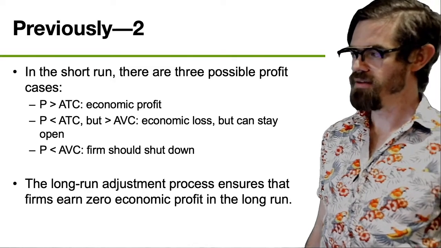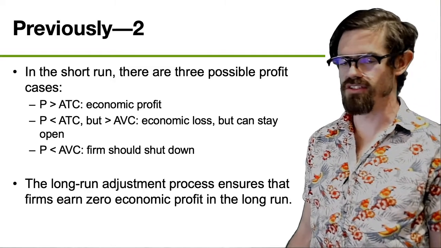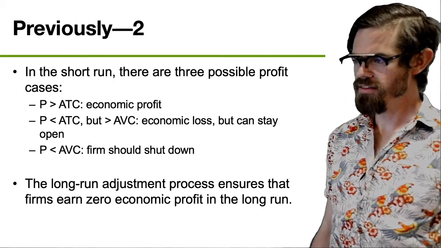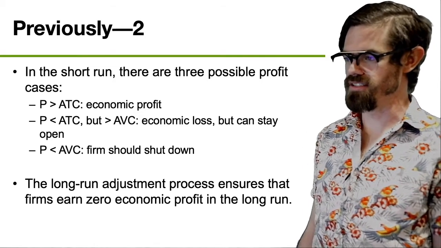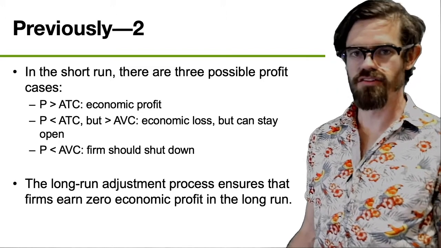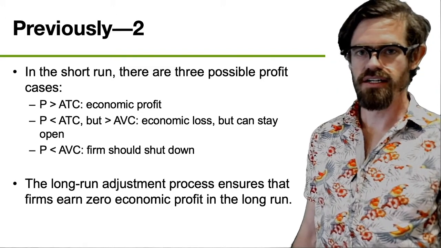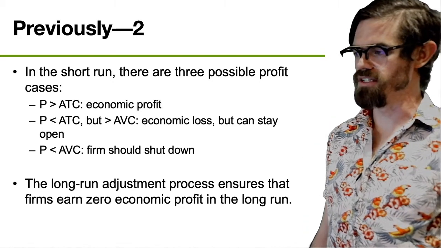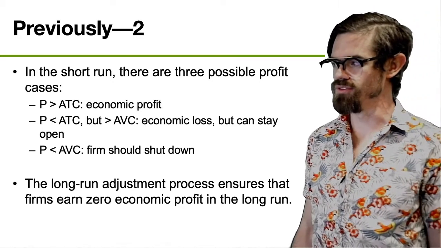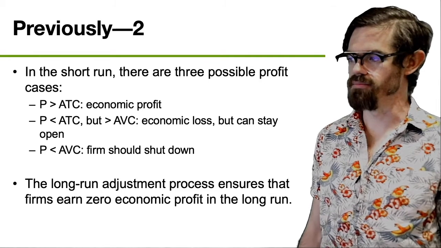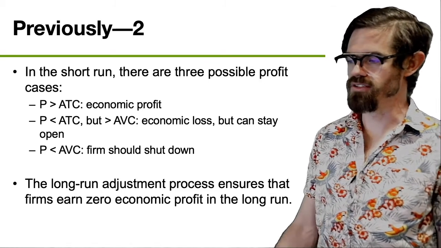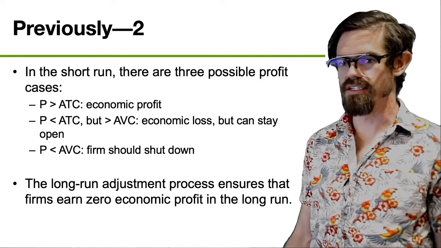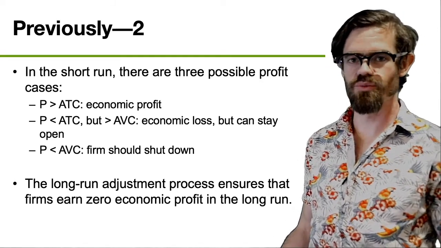They want to stay open because they make less of a loss if they stay open than if they were to shut down. Then there's the last case there where price is less than average variable cost. The firm isn't even able to cover its average variable cost. It's not able to cover its variable costs given the price in the market, and so to minimize its loss, it should shut down.